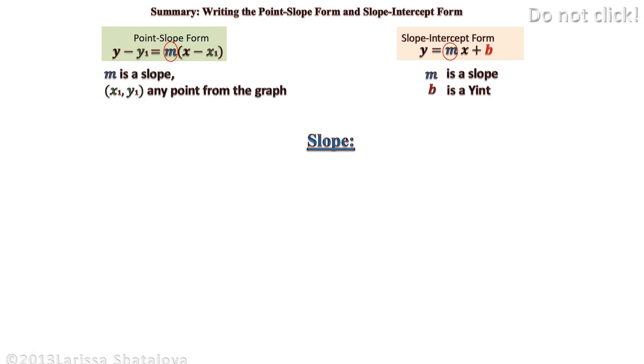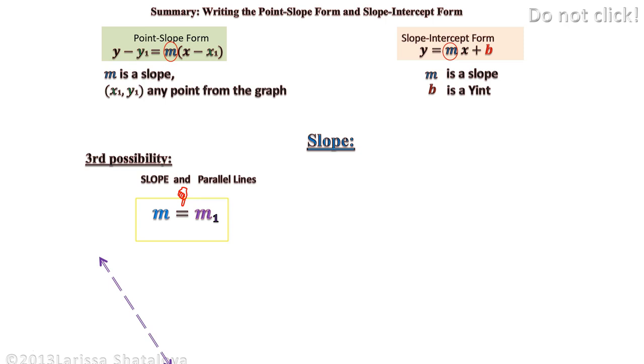We talked about the first 2 possibilities before, and now we are going to talk about the third possibility. We have to have slope, and what we do know is that if we have 2 lines and they are parallel, they have the same slope. So if one line has slope like negative 3 over 2, then the second line would have the same slope, negative 3 over 2. So we can get slope from relations between two lines if we have them.